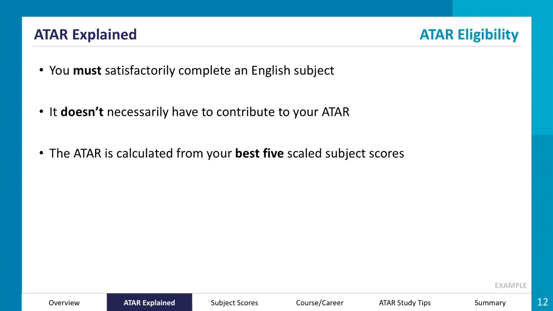Now, in order to be eligible for the ATAR, there are a few things you must do, including the things on the slide, but not limited to those things. If you want a really detailed description of what's required, QTAC explains it very well on their website. However, you must satisfactorily complete an English subject. That doesn't necessarily have to be mainstream English. There are a number of English subjects you can choose from. And by satisfactorily, I mean averaging at least a C.